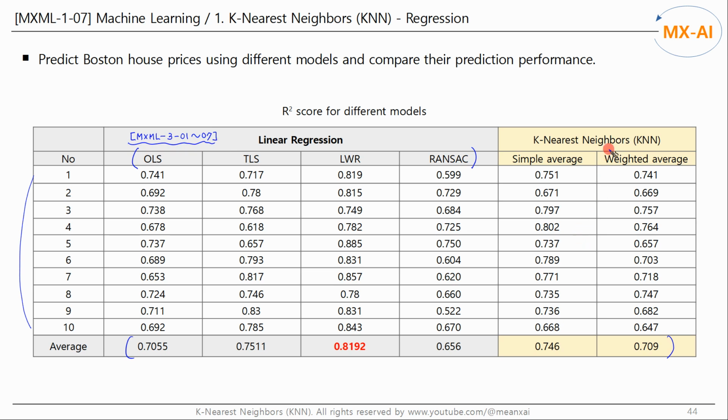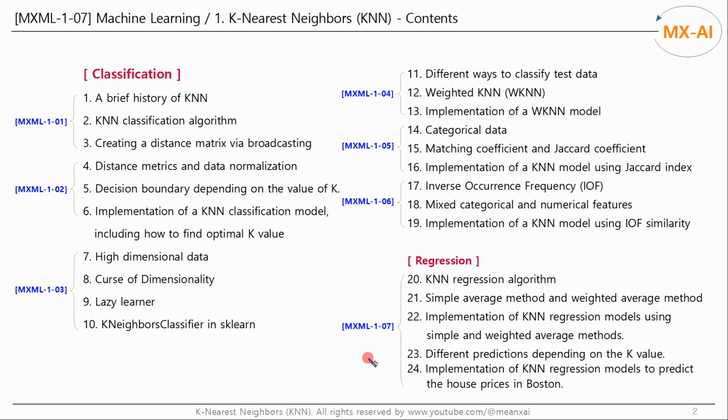The R-squared measured by the KNN regression models with the simple average method and the weighted average method are as follows. KNN regression showed similar performance to OLS or TLS for linear regression. So far, we have looked at the KNN classification and regression algorithm through a total of 7 videos.